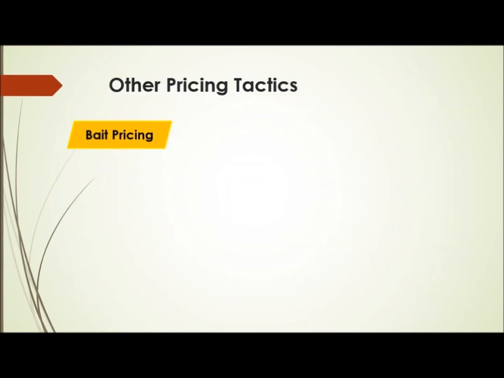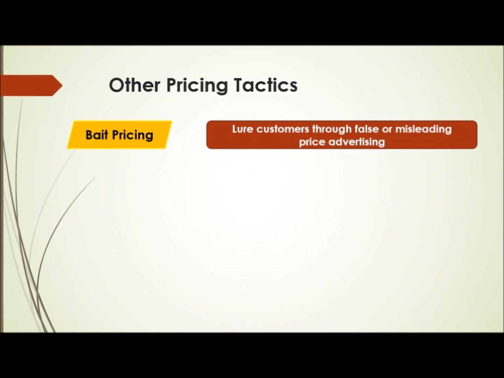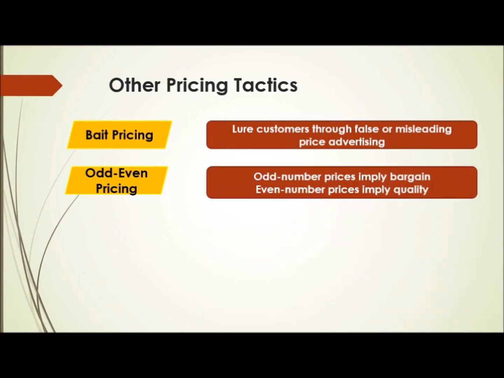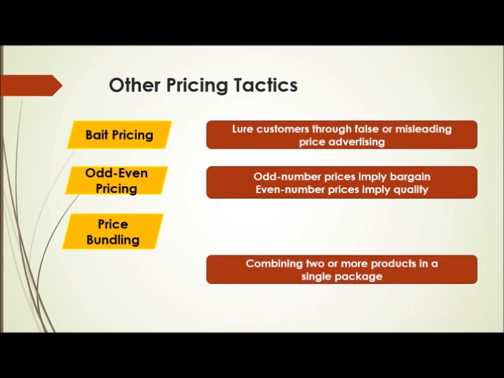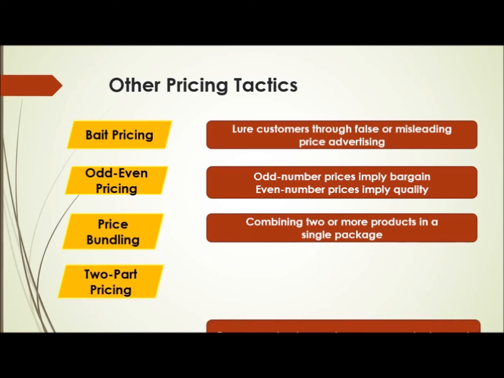6. Bid pricing. That is to lure customers through false or misleading price advertising. 7. Odd even pricing. Odd number prices imply bargain. Even number prices imply quality. 8. Price bundling. Combining 2 or more products in a single package. 9. 2-part pricing. 2 separate charges to consume a single good.